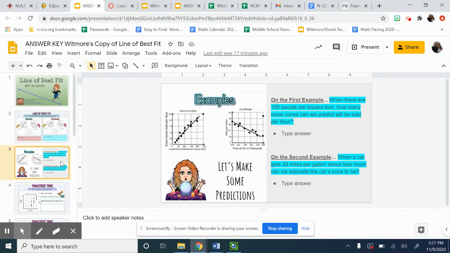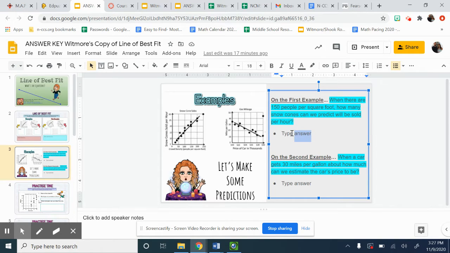On the next one, we have two examples about snow cone sales and about gas mileage. Our first example is how we're going to make predictions. When there are 150 people per square foot, how many snow cones can we predict will be sold per hour? When we go to 150 people per square foot, I'm going to guess there's about 20 snow cones sold per hour, because that's where my data point is. At 150, you're going right here, which is about 20.